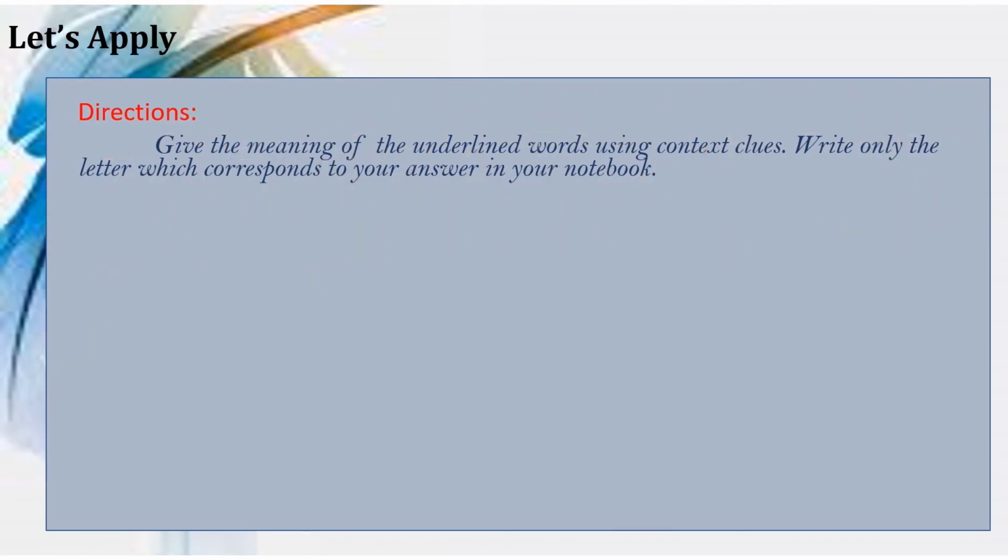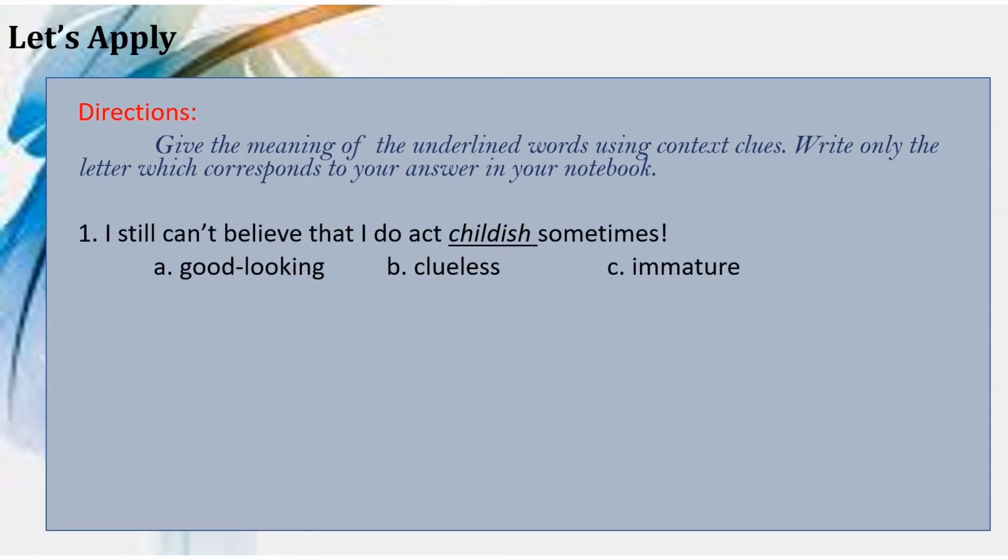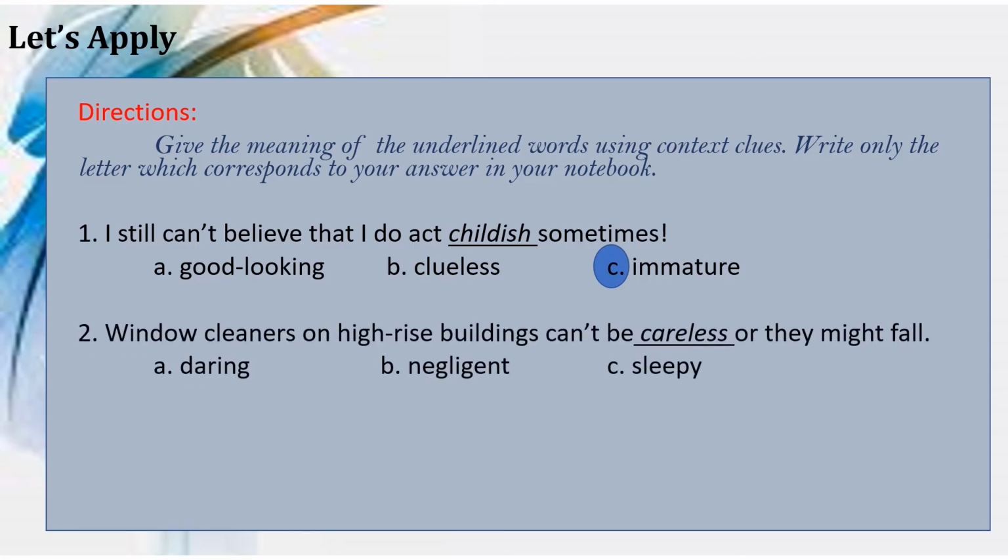Directions: give the meaning of the underlined words using context clues. Write only the letter which corresponds to your answer in your notebook. Number 1. I still can't believe that I do act childish sometimes. What do you mean by childish? A. Good-looking. B. Clueless. C. Immature. You are correct. Childish means letter C, immature.